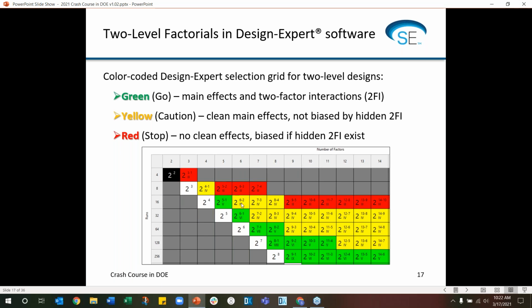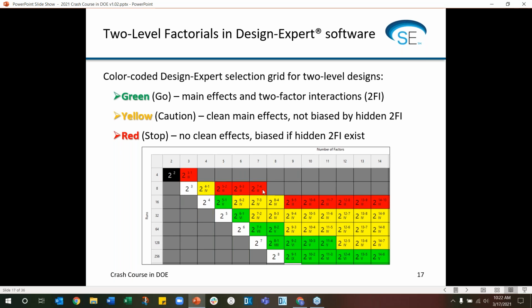The yellow designs, yellow usually means caution. They're going to give you clean main effects, so they will correctly estimate all your main effects. And these main effects will not be biased by 2-factor interactions that are kind of hidden that you're not looking for. So that will be really good information on the main effects.